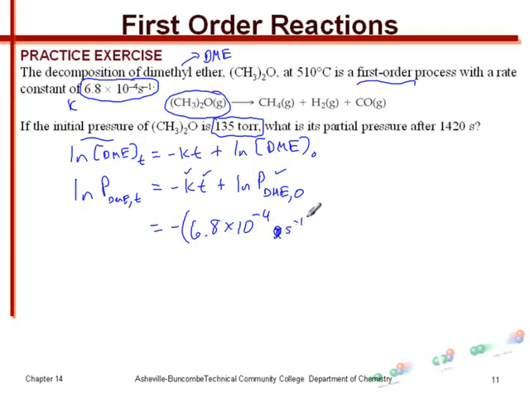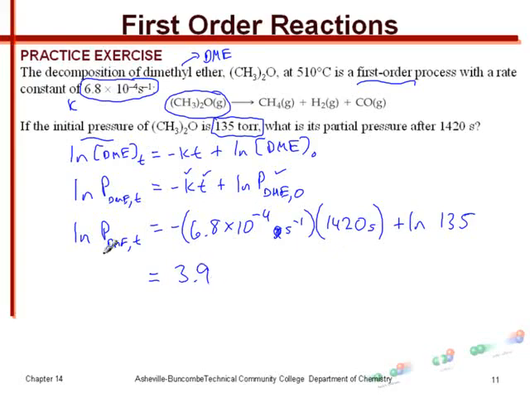Second inverse. The time is, and natural log of 135. I'm going to drop the unit here just for convenience. This is still the natural log of the partial pressure, DME. And actually, I could change this, but time here, the t now, we know what time we want to know about. This is 1,420 seconds into the future. And so this is just a standard kind of calculation. You get 3.9 at this point. This is still natural log.